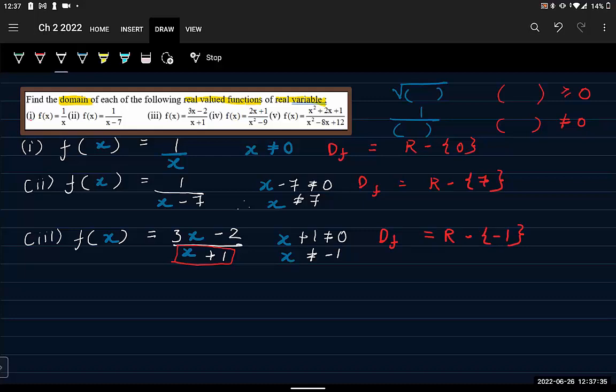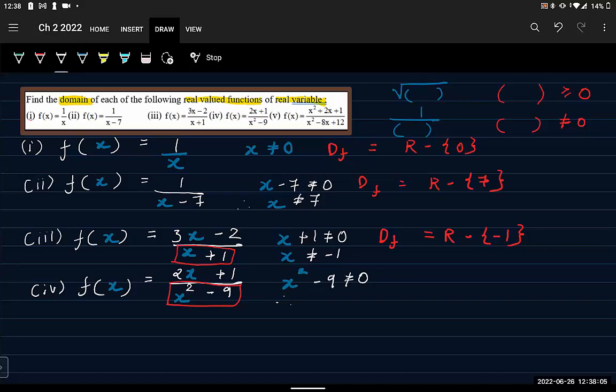Fourth function is f of x is equals to 2 times of x plus 1 upon x square minus 9. Here again the denominator should not be equals to 0, so we can say this term x square minus 9 should not be equals to 0.